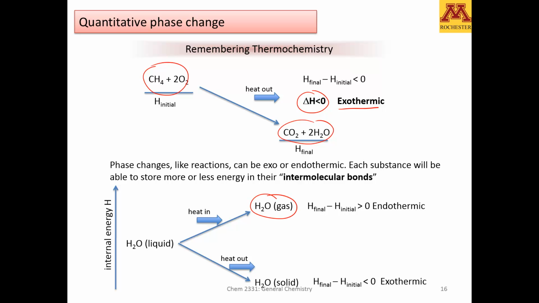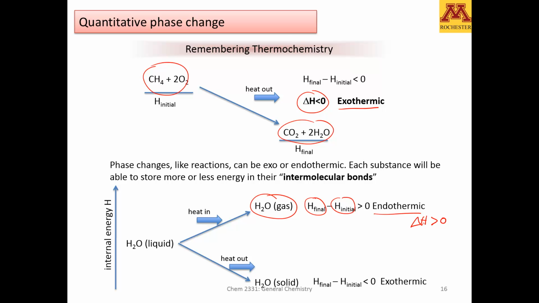Because the gas has a higher internal energy, it means the final is more positive than the initial, or it's higher. Therefore, delta H is positive, and this is an endothermic process. So you need to provide some heat. No wonder, right? When going from liquid to gas, to vaporize your liquid.